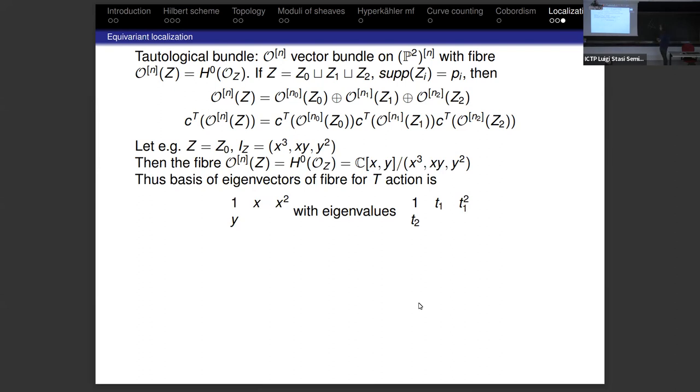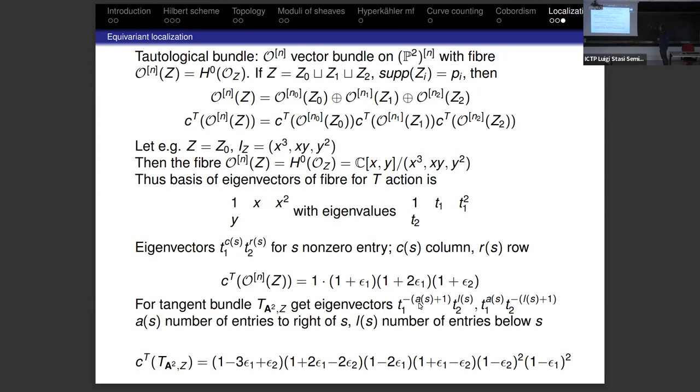And we know how t1 and t2 act on that. It acts on x by multiplying by t1 and on y by multiplying by t2. And so we get the eigenvalues of the action, these. The eigenvalues are these: t1 to the c of s, t2 to the r of s, where c of s is the column, 0, 1, 2, in this diagram, and r of s is the row, 0, 1, and so this gives me this. And so in this particular case, what we get for the total equivariant class is this. So we replace the t to the i by i times epsilon i.